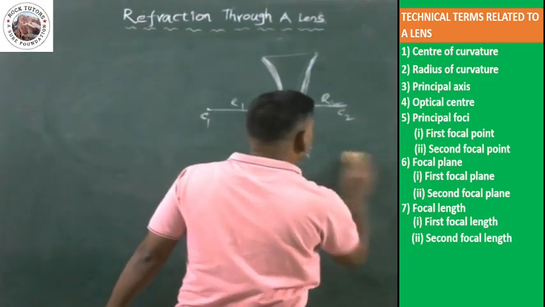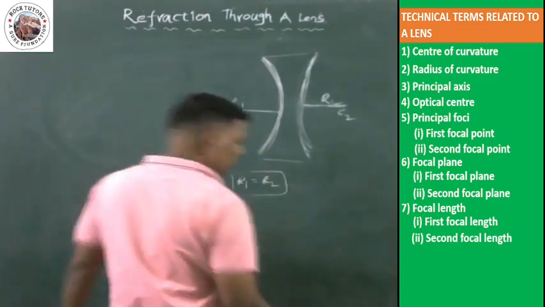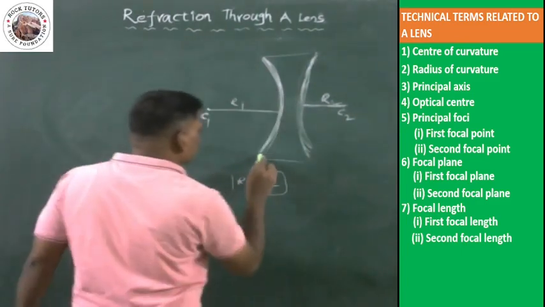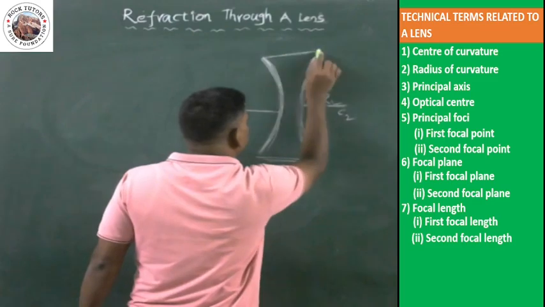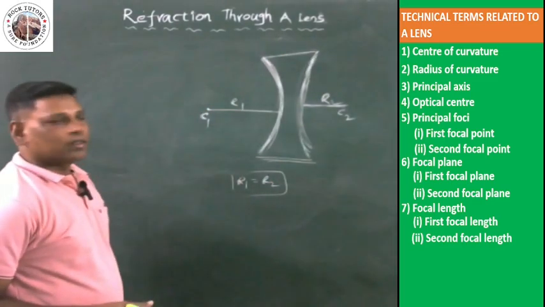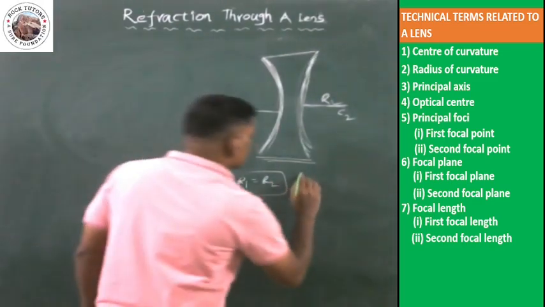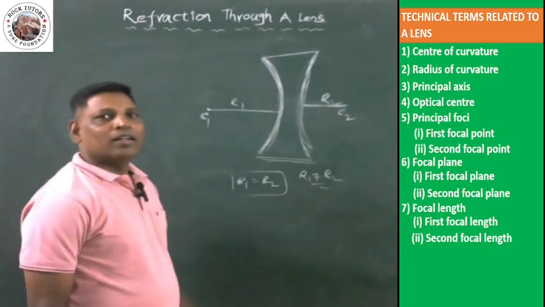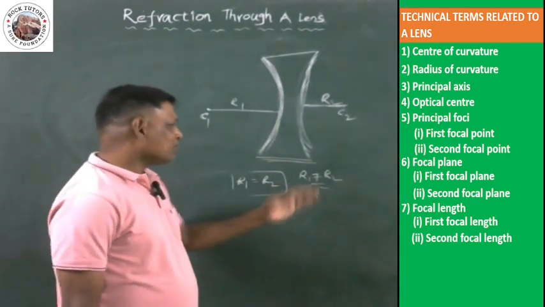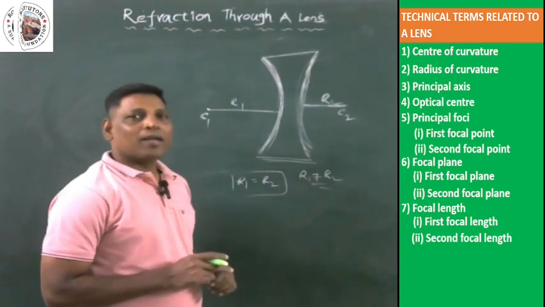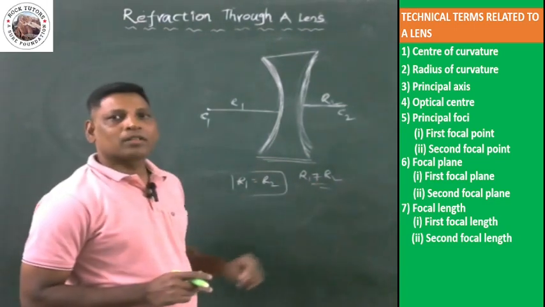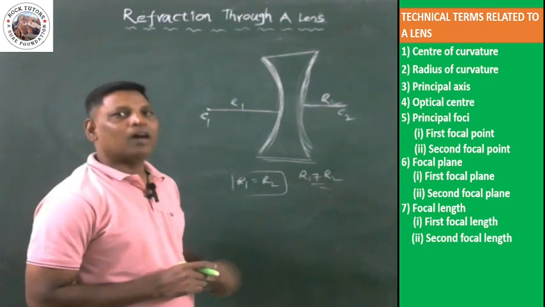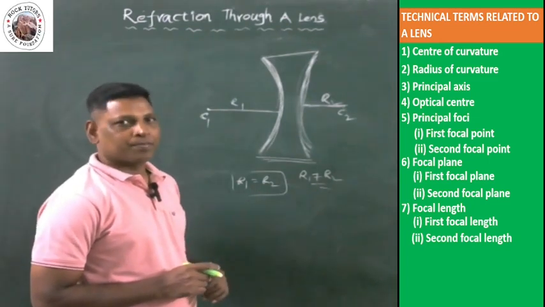If I cut this edge, this portion, this is the equiconcave lens. If R1 is not equal to R2, then this is called a biconcave lens or double concave lens.